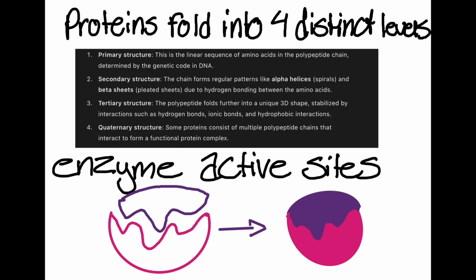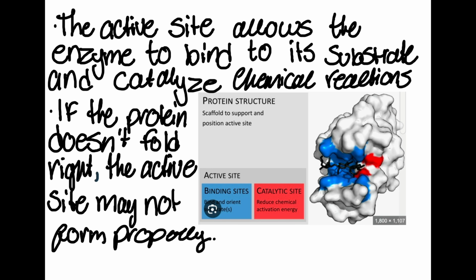For example, enzymes have active sites formed by their unique 3D structure. The active site allows the enzyme to bind to its substrate and catalyze chemical reactions. If the protein doesn't fold correctly, the active site may not form properly and the enzyme won't function.